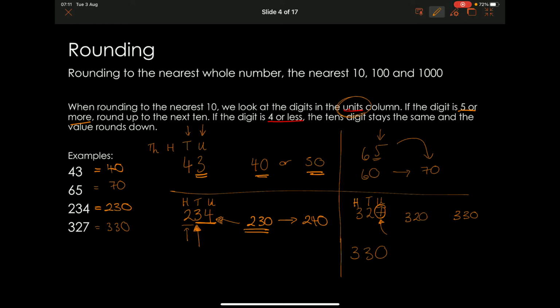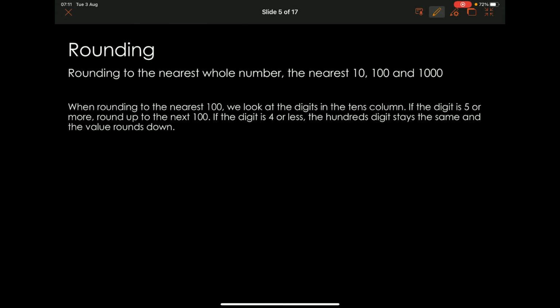Let's have a look at rounding to the nearest 100. Now, the same rules apply. However, when we're rounding to the nearest 100, we look at the tens column. It's still the one next to the hundreds column. It's just the one to the right. Okay, but sometimes it helps you to remember hundreds, tens and units if you do it this way. Okay, and again the same rule, if it's 5 or above, we round up. If it's 4 or less, we round down. So here are some examples. Why don't you pause the video and have a go at these, rounding them to the nearest 100 and see how you get on.